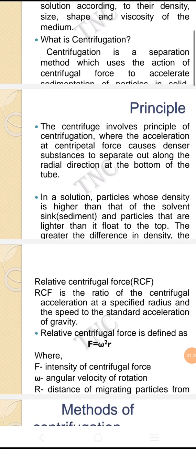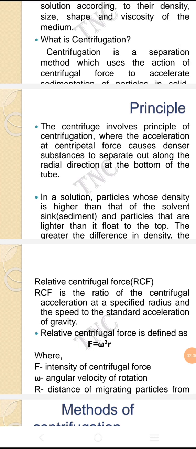Principle of centrifugation. The centrifuge involves a principle where the acceleration of centripetal force causes denser substances to separate out along the radial direction at the bottom of the tube. We can concentrate on this important sentence: centripetal force causes denser substances to separate out along the radial direction at the bottom of the tube. So, centripetal force is very much essential for separation.